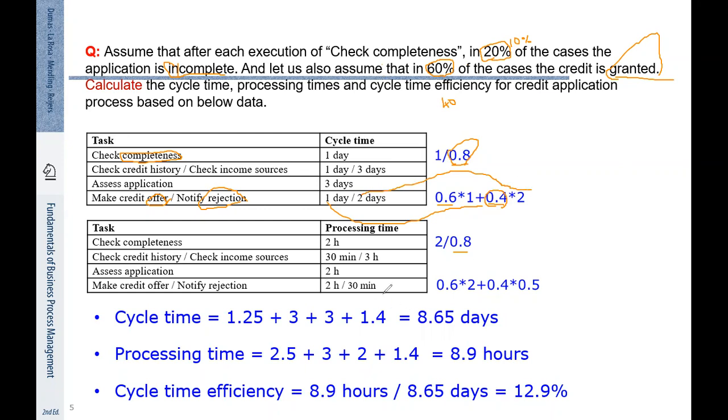So the same goes for this one. This is with the day and then this is with the hours. The first one is for offer, 2 hours. So you multiply with the 2. But the second one, for rejection, is only 30 minutes. 30 minutes is going to be 0.5 only, because 30 minutes is half an hour. 1 hour has 60 minutes. So 30 minutes is only 0.5, which means half an hour.